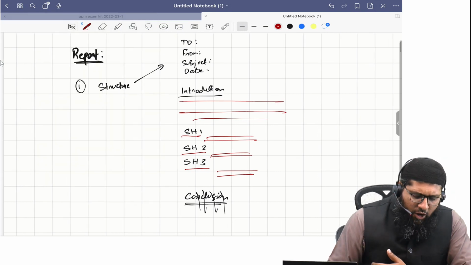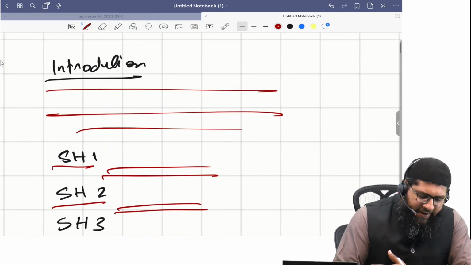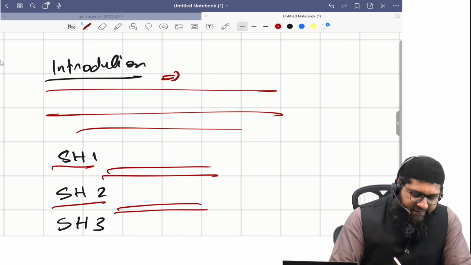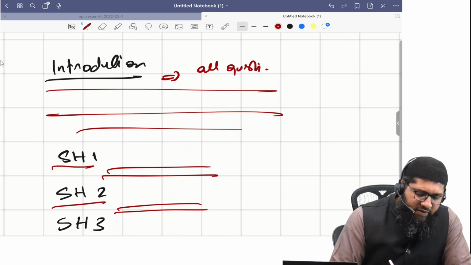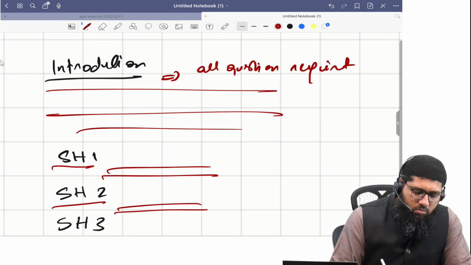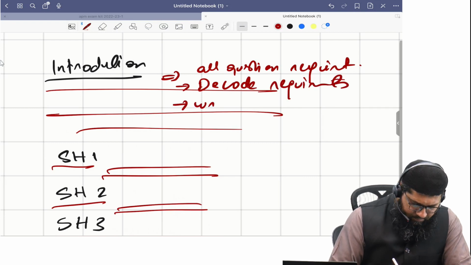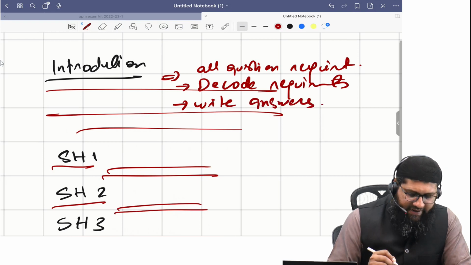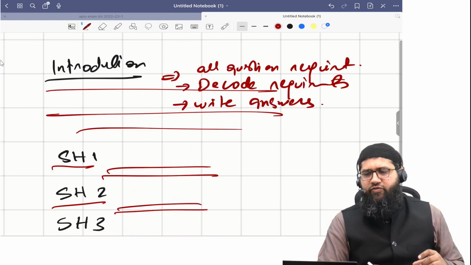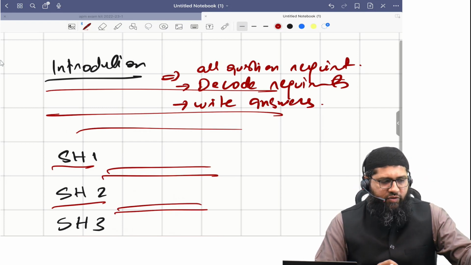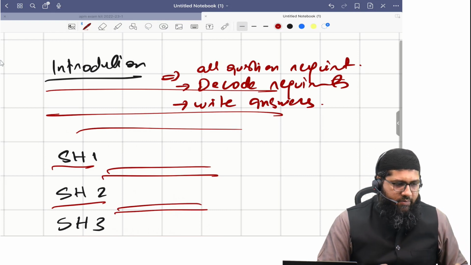Now, a lot of students ask what should we be writing down in the introduction paragraph. What you should be writing down in the introduction paragraph is simply all the question requirements that are there. Just decode the requirements and write answers to them. That's what you would have to do with respect to it.